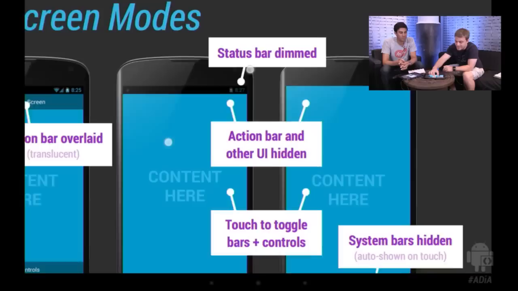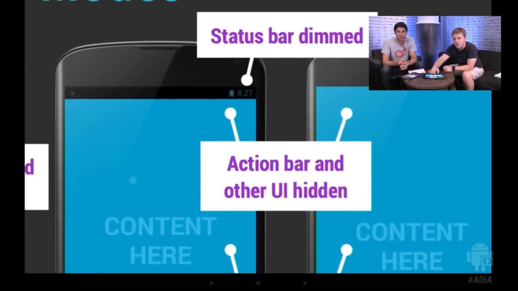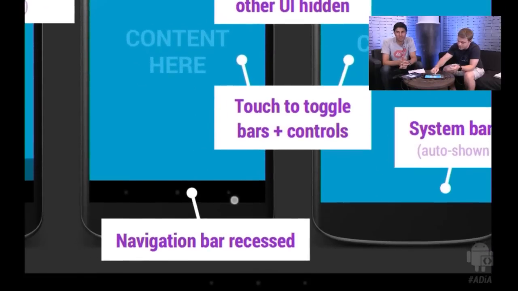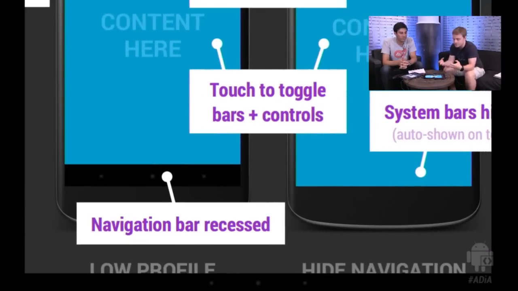So you'll notice that the status bar here is dimmed. You actually don't even see the notification icon. You see just a little dot indicating that there's something there. And then your back, home, and recents are also visually recessed. So they're also little dots, just hinting to the user that, hey, there's something here. It's not completely non-interactive, but touch here to find out.